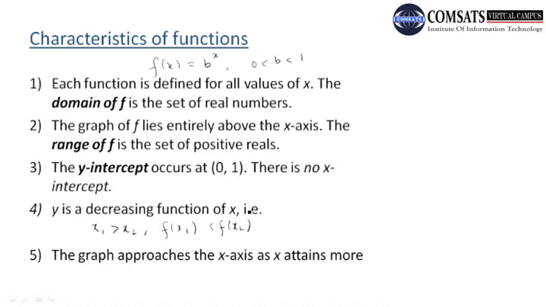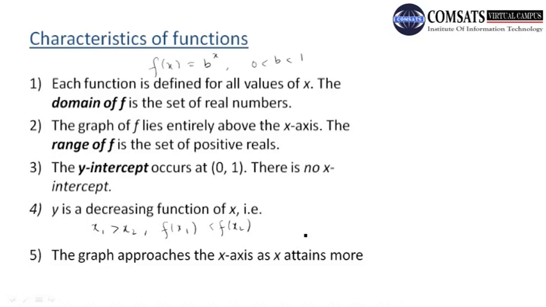So these four properties are similar to the case when b is greater than 1. That is, the domain is the set of all reals, the range is the set of only positive reals. We have the same y-intercept, that is, when x is 0, y is 1. No x-intercept, except the fourth property, that in this case y is a decreasing function.